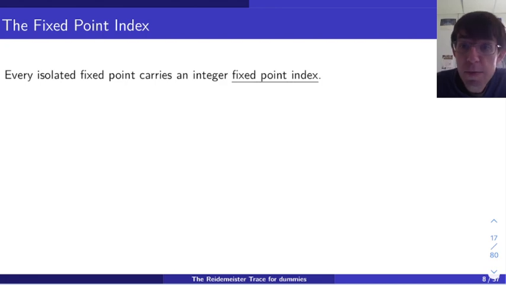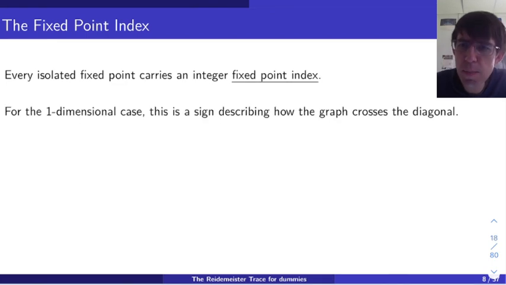The first ingredient is the fixed point index. Every isolated fixed point carries with it an integer fixed point index. In the one-dimensional case, which is all the pictures I've been drawing so far, in the sense that the domain of the function is R, a one-dimensional line, the index is always just going to be a sign, +1 or -1, which describes how the graph is crossing the diagonal.